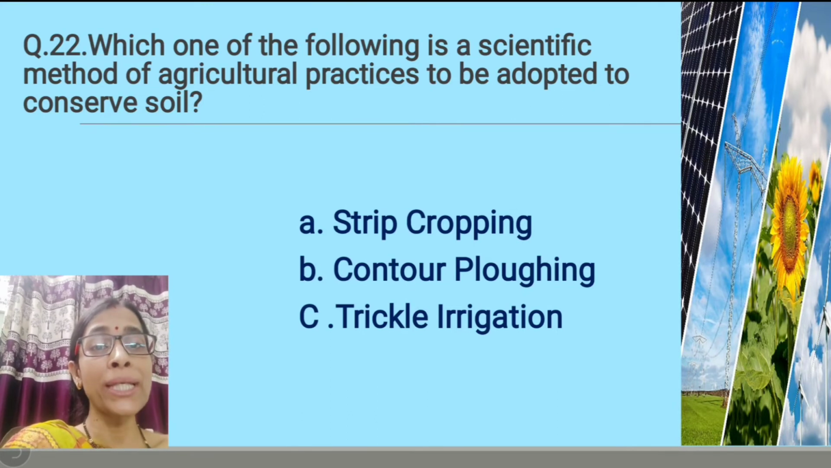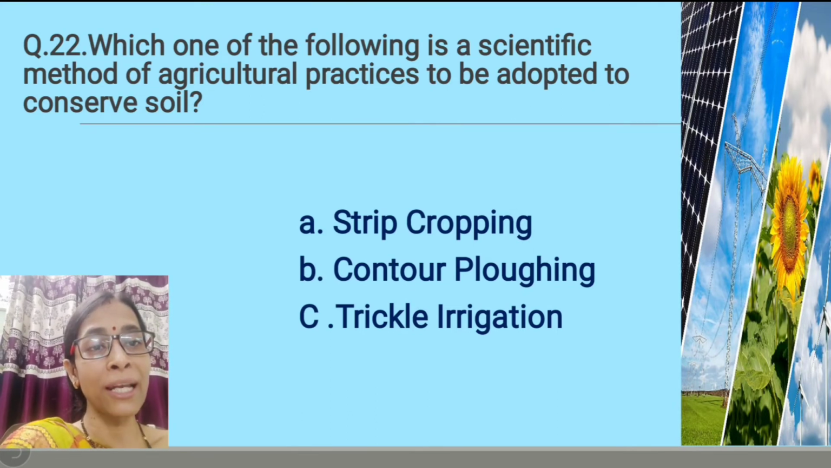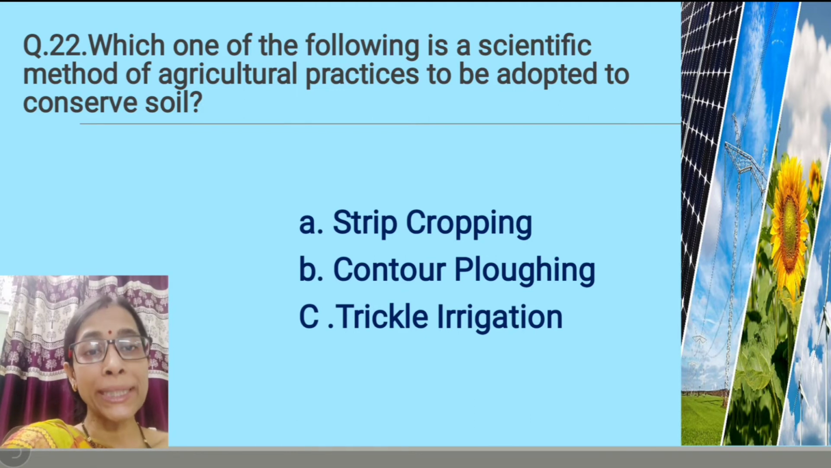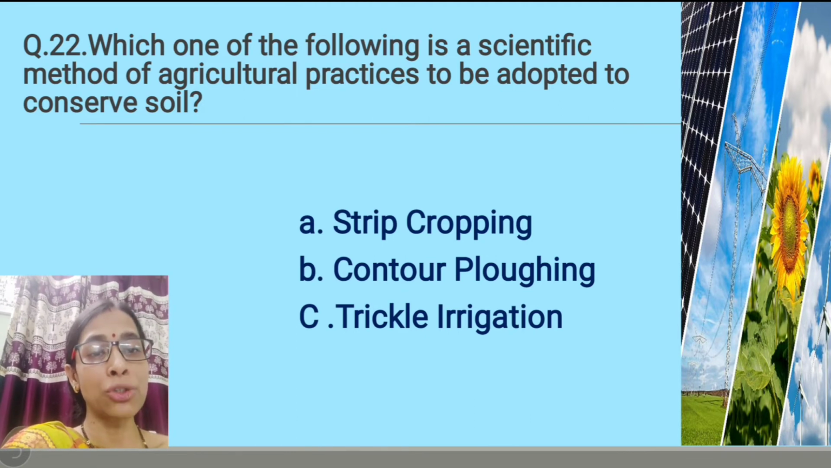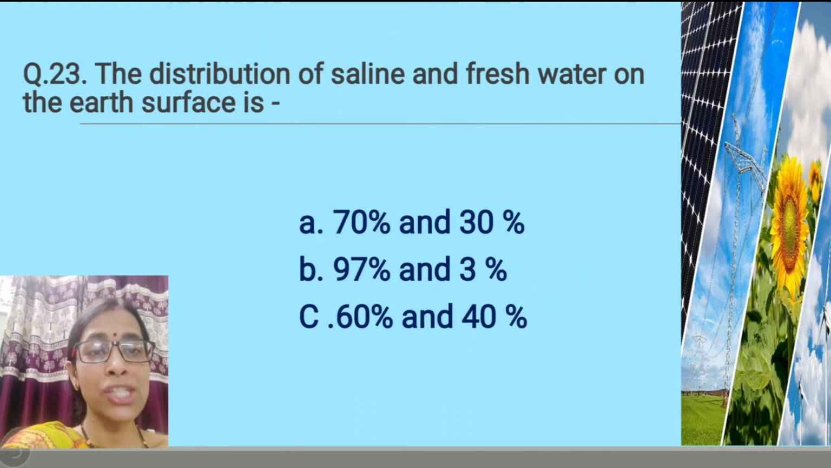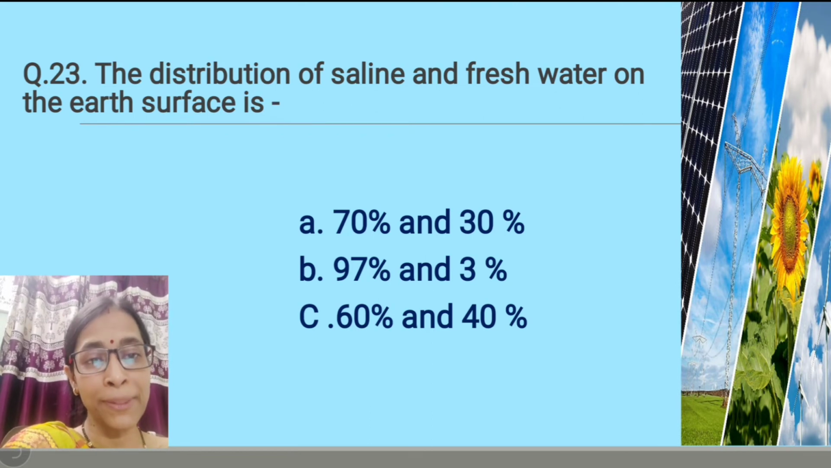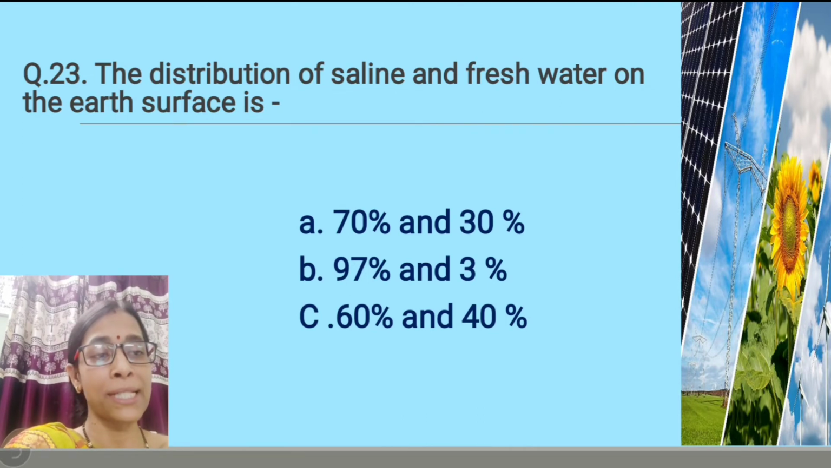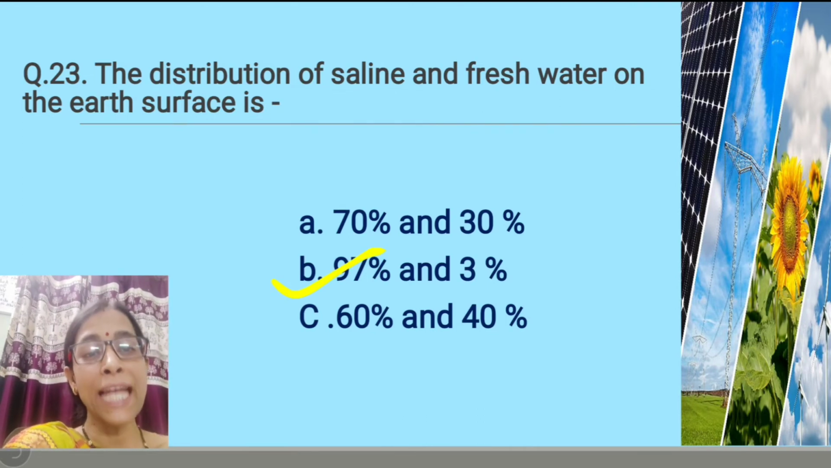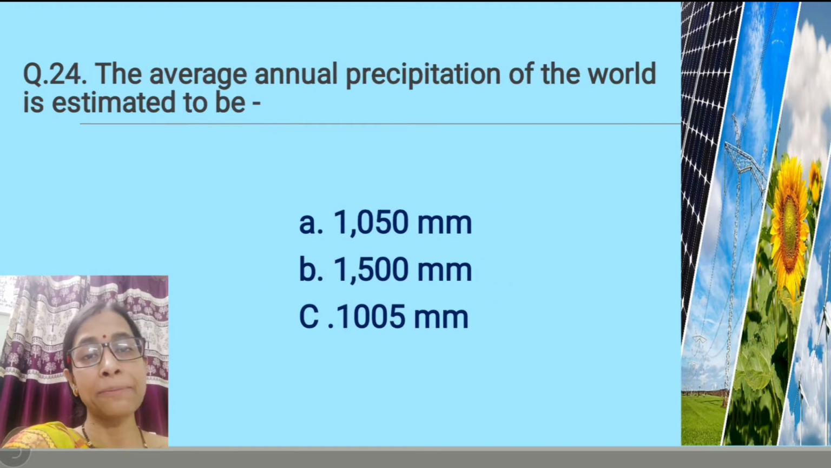Question number 22. Which one of the following is a scientific method of agricultural practices to be adopted to conserve soil? Strip cropping, contour plowing, trickle irrigation. The correct option is option A, strip cropping. Question number 23. The distribution of saline and fresh water on the earth's surface is? Is it 70% and 30%? Is it 97% and 3%? Is it 60% and 40%? The correct answer is option number B, 97% and 3%.